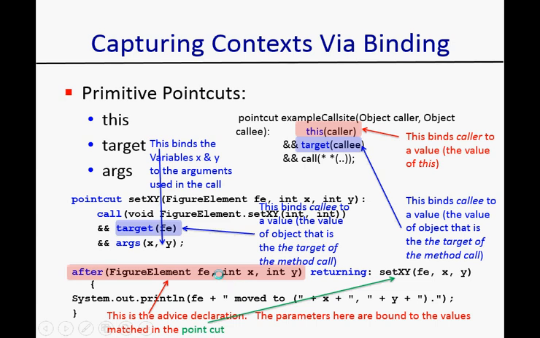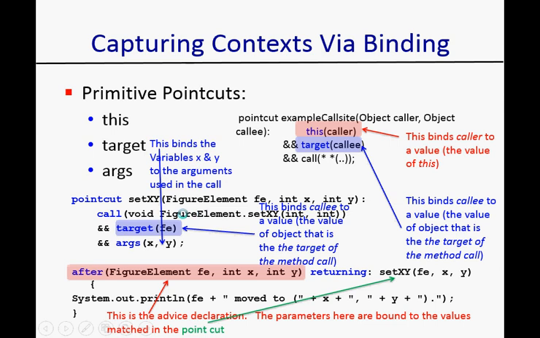So this is an advice declaration that is specifying for this point cut, we wish to use this point cut, and you'll notice that it is parameterized by the advice by FE, X, and Y, which are then going to be matched in the context of this point cut according to these rules. Okay. So it's kind of a pattern matching syntax, as it were.